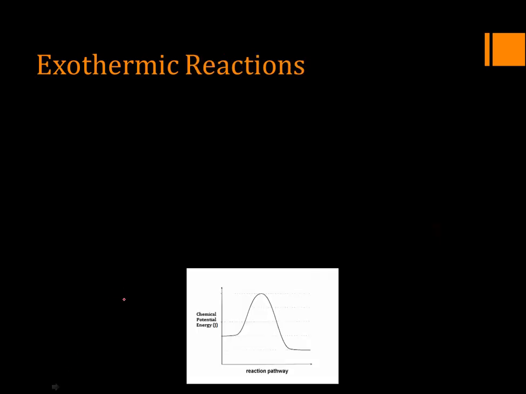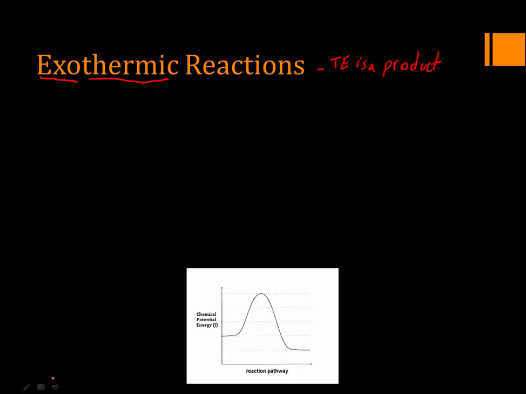Now, let's look at an exothermic reaction. Exothermic is exactly what it sounds like. Exo is exiting, thermic is referring to energy, so thermal energy is coming out of this reaction. It is being produced by this reaction. In fact, in an exothermic reaction, thermal energy is a product. Right? It comes out of the reaction.